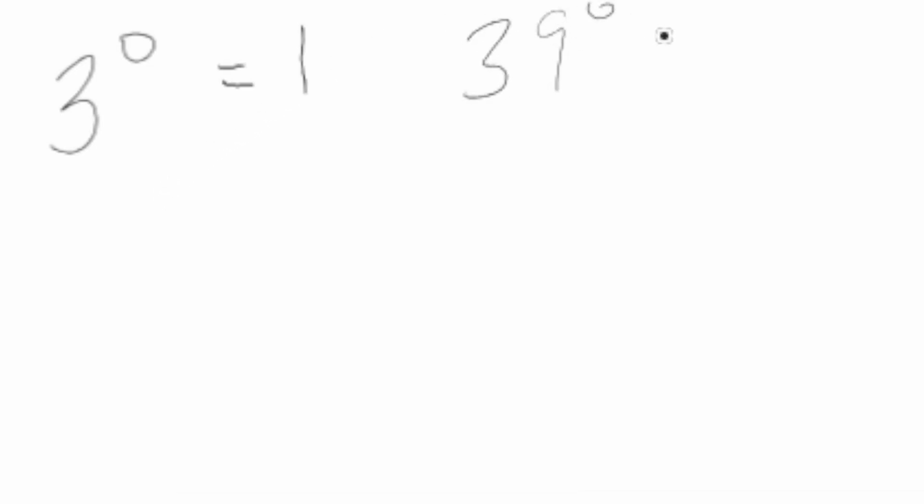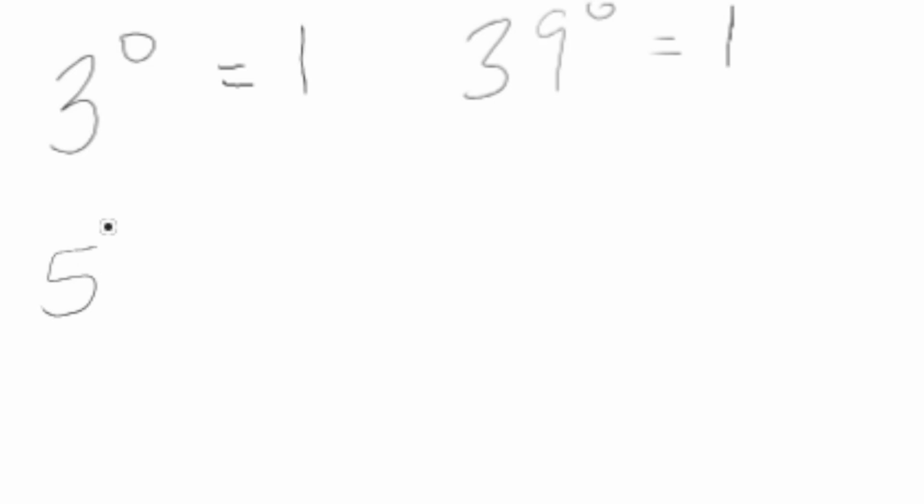So let's look at a few examples. It is that simple: any number exponent 0 is 1, and any negative exponent is 1 divided by the positive exponent of it. So for example, 3 exponent 0 is equal to 1. 39 exponent 0 is equal to 1.